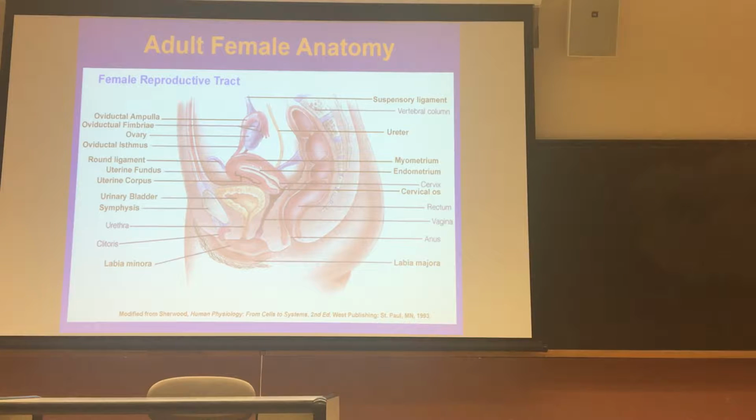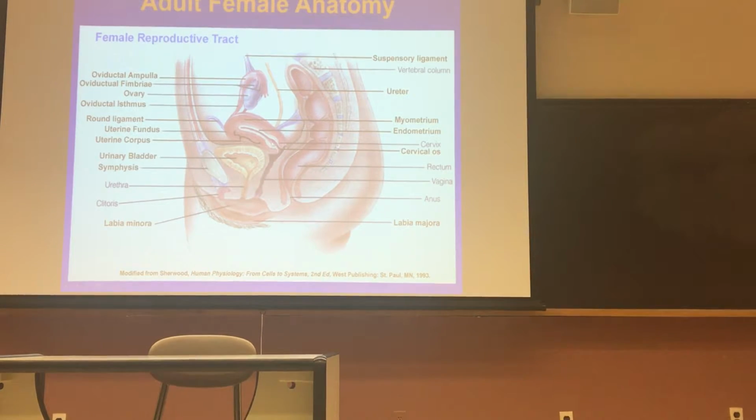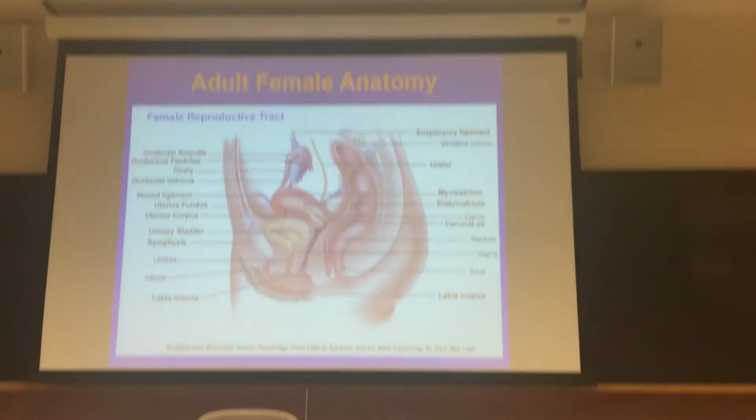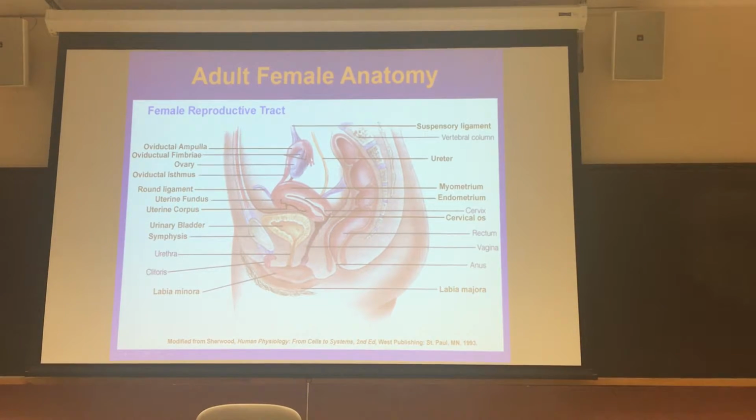So, attached on either side of the body of the uterus are going to be the fallopian tubes. These are paths, open tubes that pass between the ovary and the lining, or the interior space in the uterus. Falloppio was the guy who discovered these things.